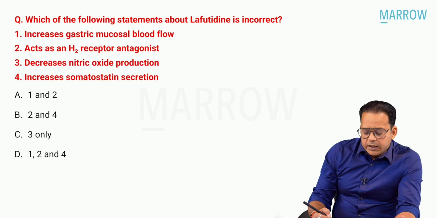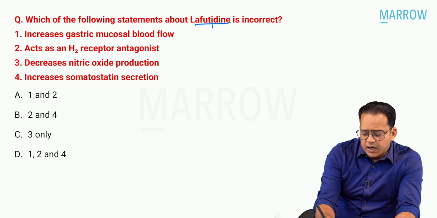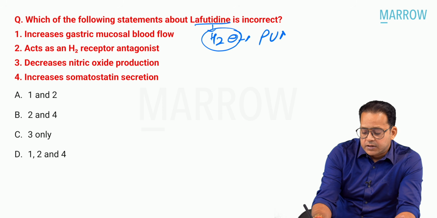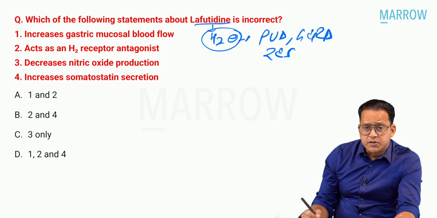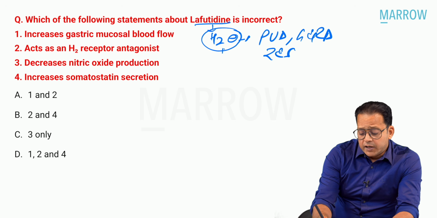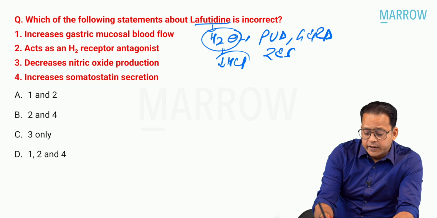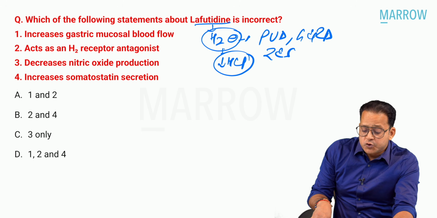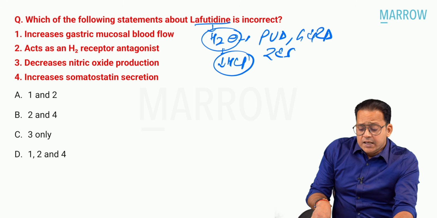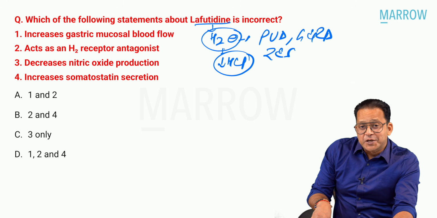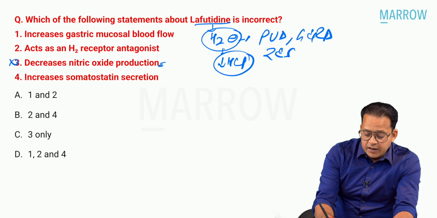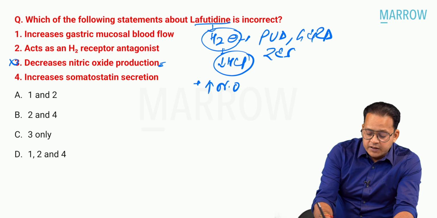See, lafutidine, like cimetidine, ranitidine, etc., is an H2 blocker which can be used in peptic ulcer disease or GERD and Zollinger-Ellison syndrome. Now, whenever I block H2 receptor, they decrease hydrochloric acid, and we know that this is the primary or the main mechanism of H2 blockers. But this particular H2 blocker has a different action. It does not decrease, rather it increases nitric oxide in the stomach.